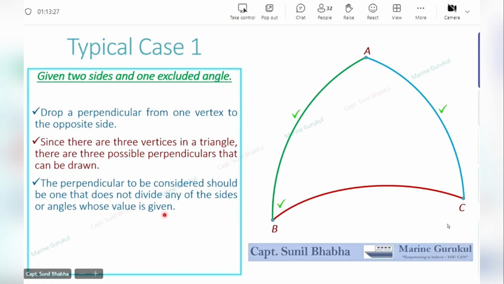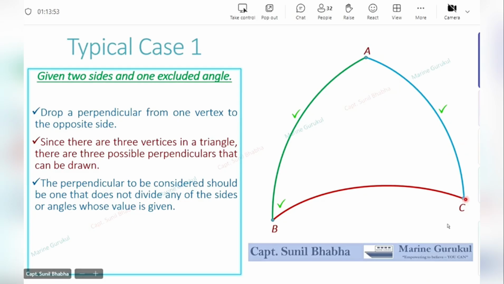Like say for example, if I pick up vertex Bravo and I drop a perpendicular from vertex Bravo to side Alpha Charlie, AC side, this perpendicular is going to divide angle B. Angle B is given to us, so we are not going to use this option. This is going to divide side Alpha Charlie also, which is again given to us, so we will not use that option.